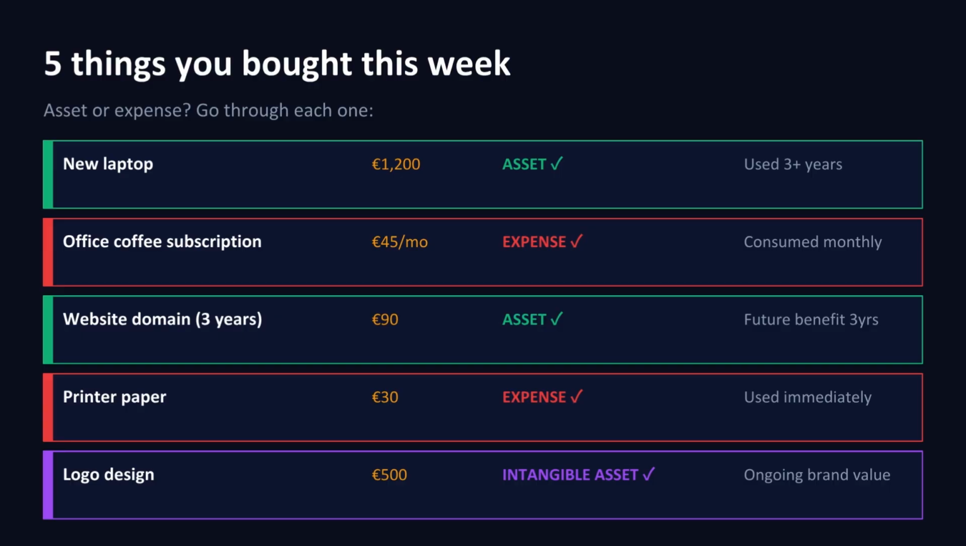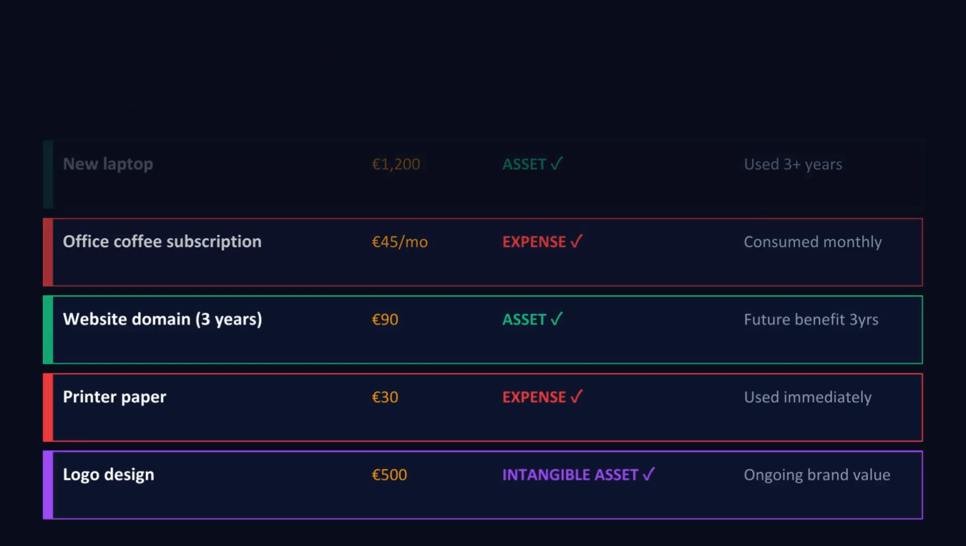Printer paper, 30 euros. Expense. Used immediately. And a logo design for 500 euros. This one trips people up. It is an intangible asset. Your logo has ongoing brand value beyond this year. How many did you get right?